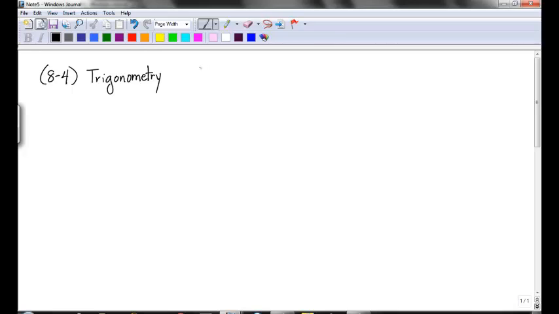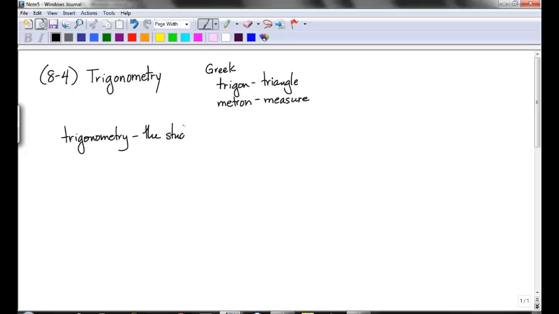Trig actually comes from 2 Greek words. Okay, they are Greek. One is trigon, and that stands for triangle. Okay, and the other one is metron, and that one stands for measure. So trigonometry is the study of triangular measurements.